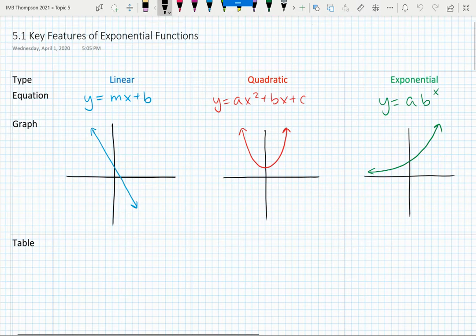A linear function is any kind of function that takes on the shape of a line. Oftentimes we write it as y equals mx plus b. It's the easiest way to graph from, where m is the slope and b is the y-intercept.